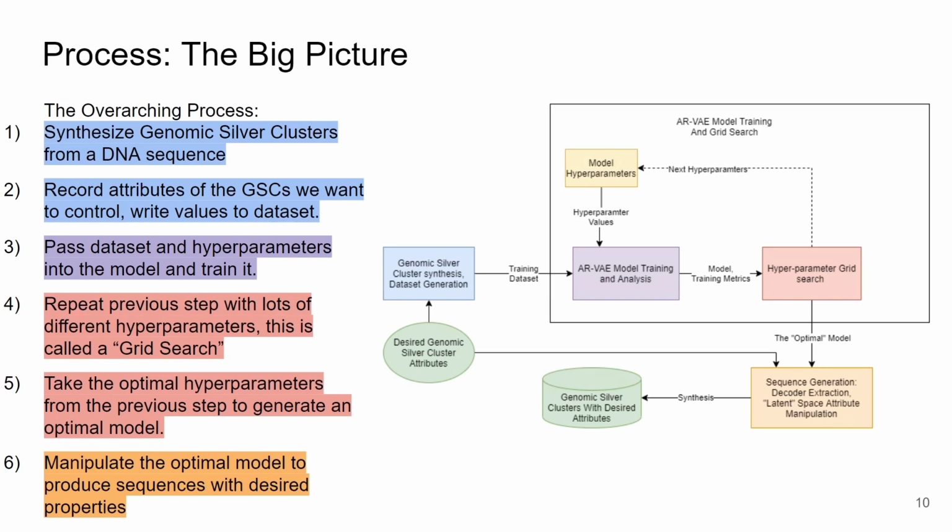So next, we pass in the data set that we've just gotten and the hyperparameters into the model, and we train the model. Once the machine learning model has been trained, we do a bunch of analysis. Out of that, we get metrics. With the metrics, we are able to basically judge how well our model actually learned the data set. And that's what we care about.